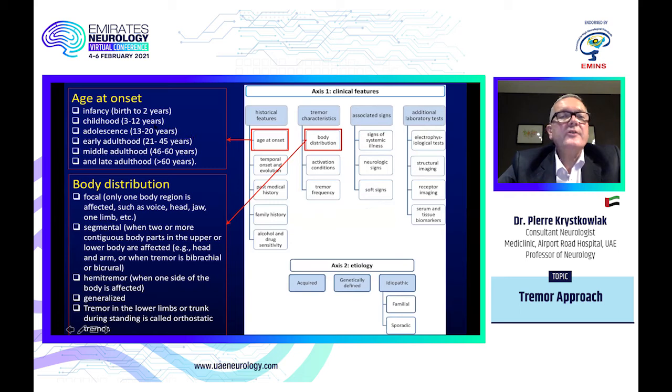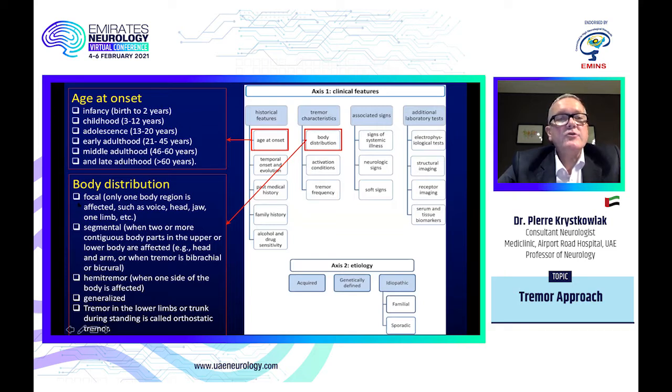Age at onset has been divided in infancy, childhood, adolescence, early adulthood. It's important, but not that important. And body distribution, conversely, is very, very important because the definitions are very crucial, because it's going to help when we move to the tremor syndromes.